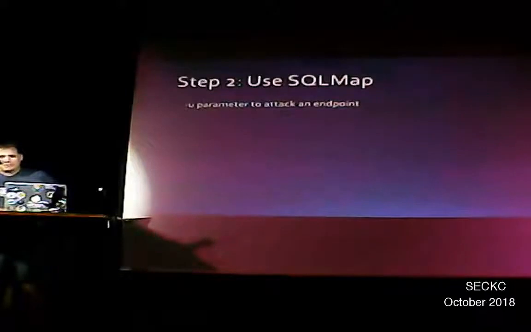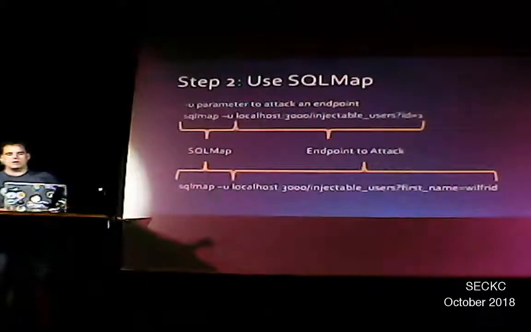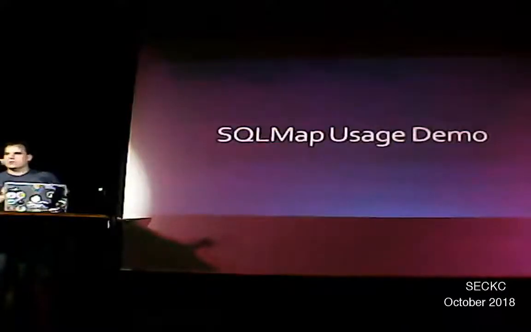So there's an option when you run sqlmap from the console, -u. -u will start attacking the URL that you give it. So in this case, we want to give localhost 3000, and then our injectable users, and then the query parameter that we want to start attacking. And so from here, we'll start doing some demos of things.